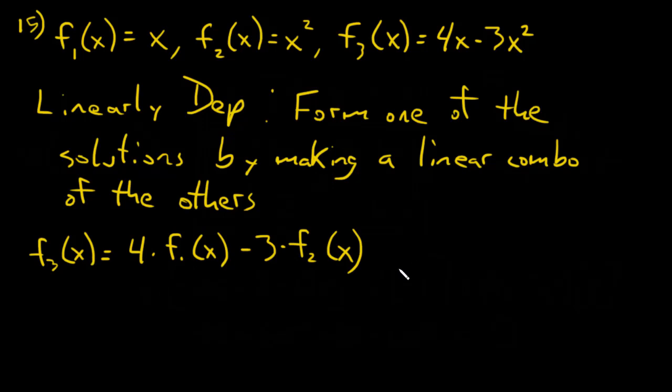That is the quick check to see if something is linearly independent or dependent. If you can form one of the solutions out of a linear combination of the others, and what I mean by linear combination, you can put a coefficient of any kind in front of the others and add them together, and it will make the third one. So if you can do that, they're dependent.